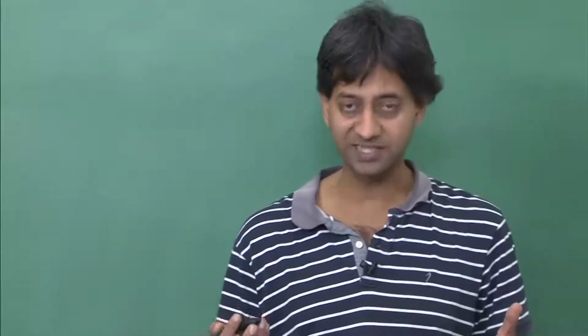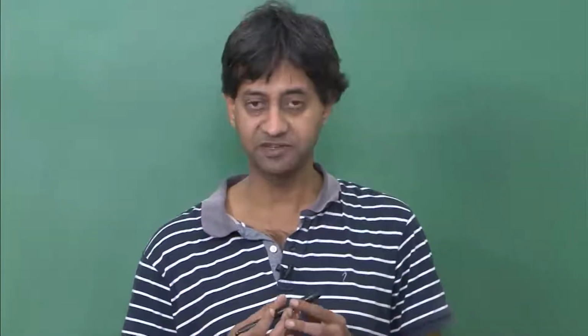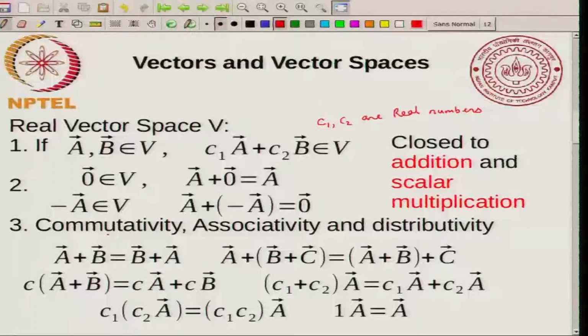So these seem very obvious, at least for the vector spaces that we are used to dealing with, but in fact these are the very axioms on which the definition of vector space is based. The third axiom has to do with commutativity, associativity and distributivity. I have combined a bunch of axioms here.